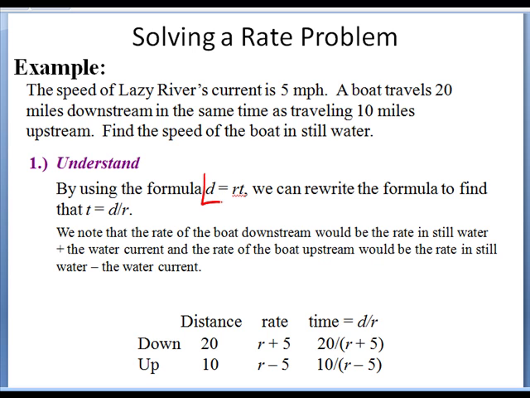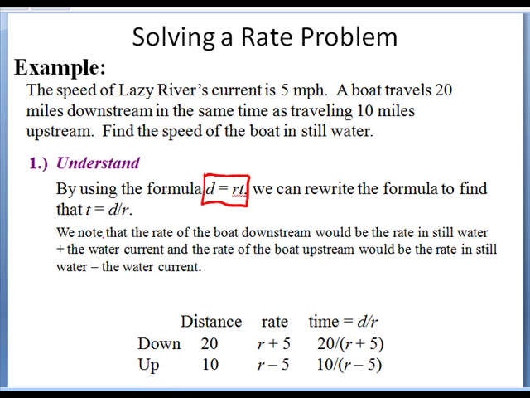So here's the formula that you have to remember: d equals r times t. We can solve for t by dividing by r on both sides, so t equals d over r. Now, the best way that I found to solve this problem is to organize. We have distance, rate, and time, and we remember time is d over r. We have upstream and downstream.